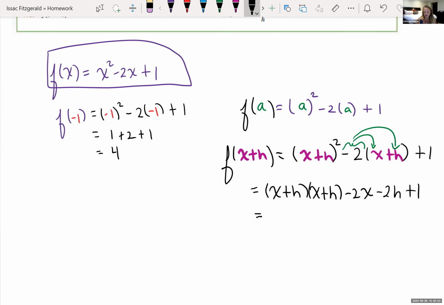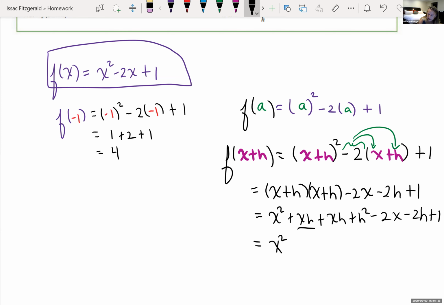And so let's distribute. x times x is x squared. x times this h is plus xh. h times this x is hx, but I can also write it as xh. And then h times h is h squared, minus 2x, minus 2h, plus 1. So go through and see if there are any like terms. There's no other term that has an x squared in it, so I would just bring it down.